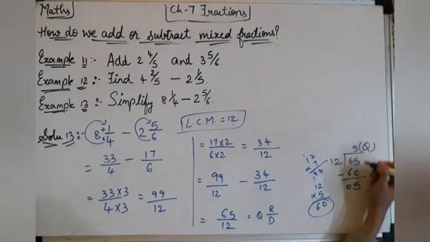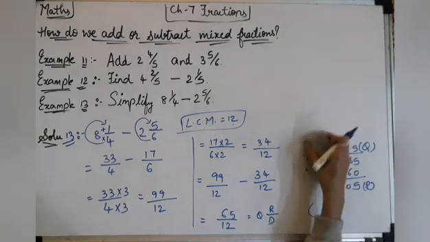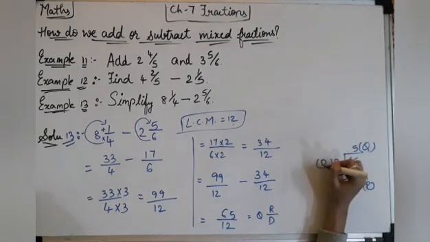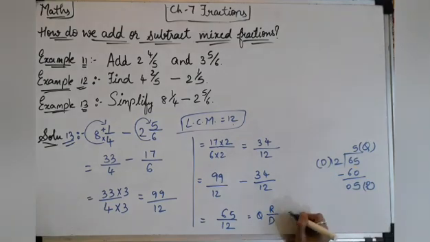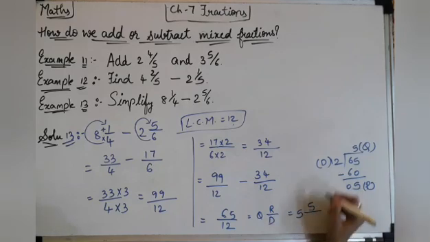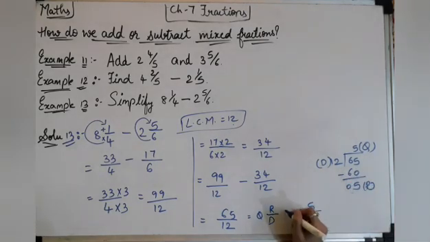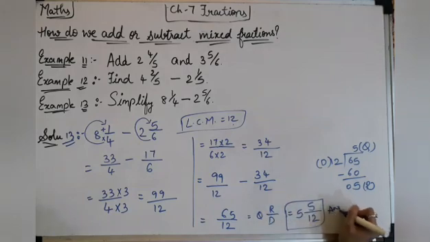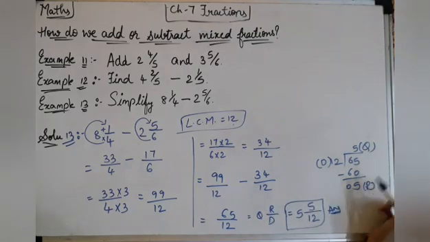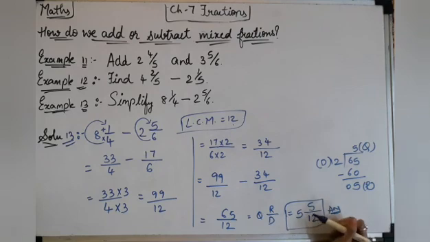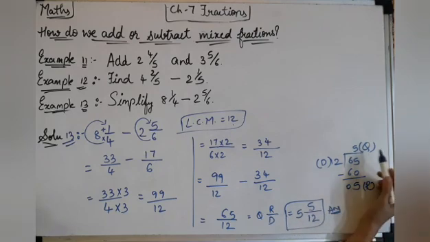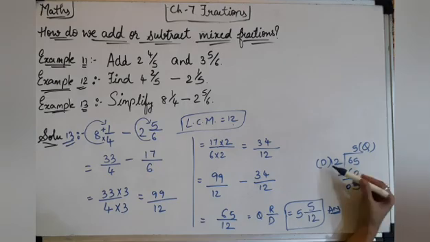So this is the quotient, this is the remainder, and this is the divisor. So quotient is 5, remainder is 5 and denominator, meaning divisor, is 12. Here this is your answer. Don't get confused when quotient and remainder both are 5, about where to write which. Just write this instruction: Q means quotient, R means remainder, D means divisor.